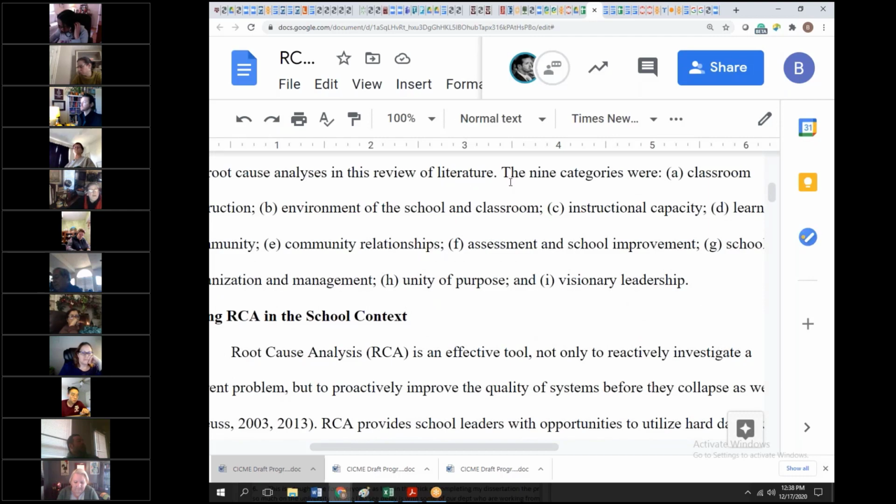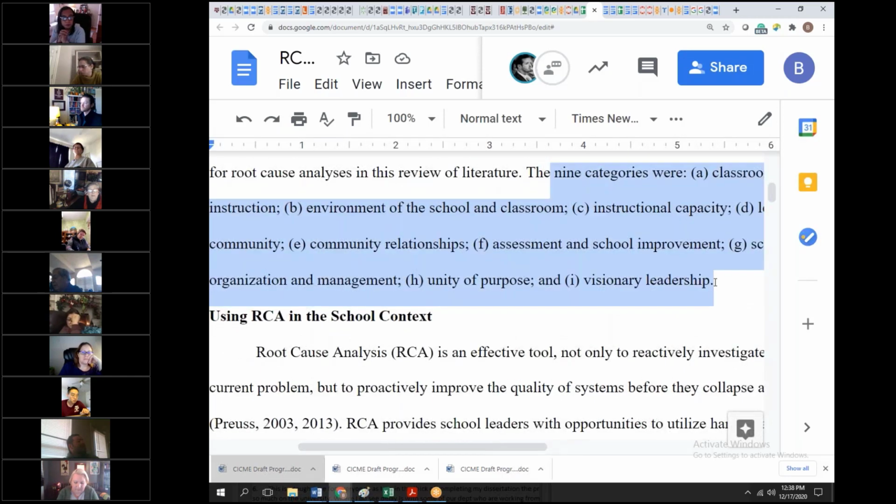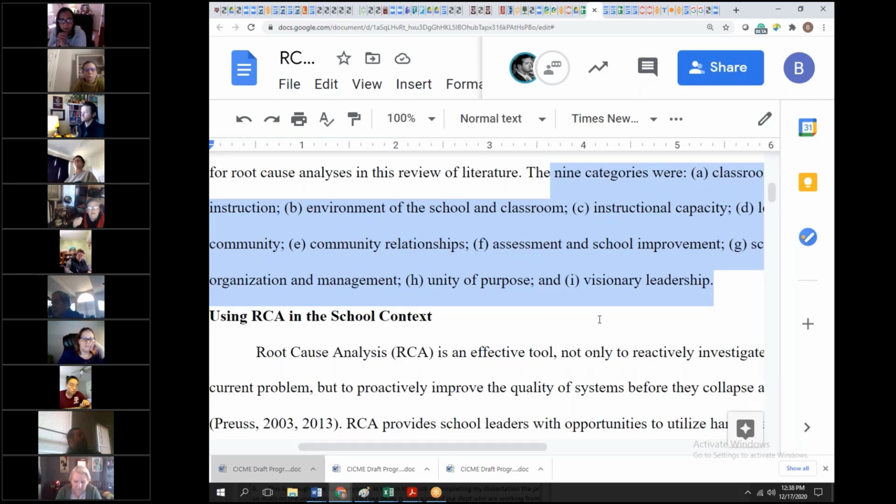So we looked at 9 categories of the literature review, and we're setting this up for the reader. We're telling the reader we're going to be talking about these 9 things you should be able to see in this review of literature. You're guiding the reader. This is the advanced organizer. So you're guiding the reader.